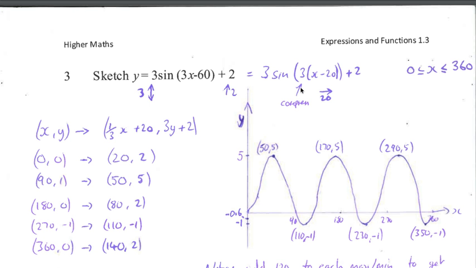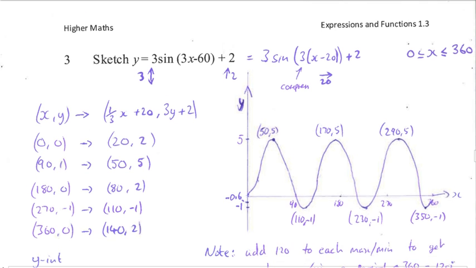Here the 3 will compress the sine curve by a factor of 3. Just like sine 3x from National 5, you'd have 3 complete waves in 360. So what's really happening there is the whole sine curve is being compressed by a factor of 3. And the x minus 20 here moves the whole curve along by 20 degrees.